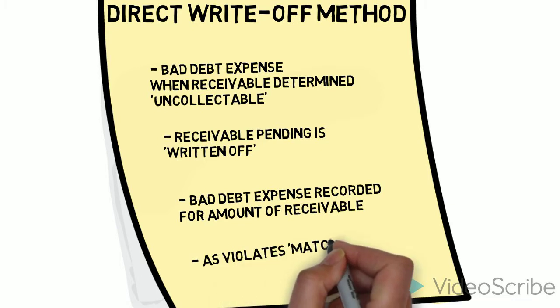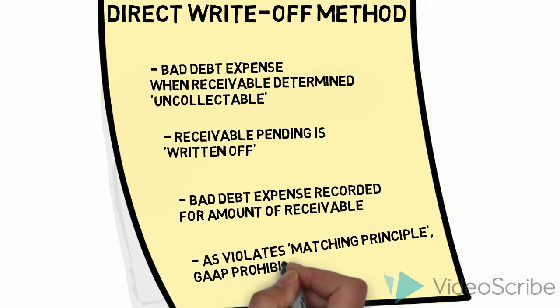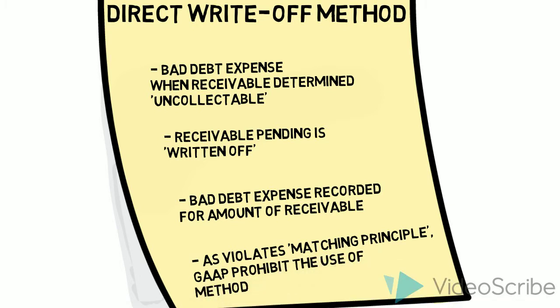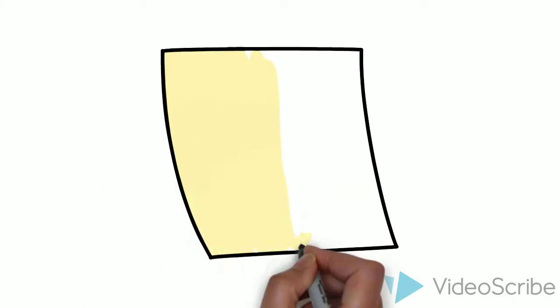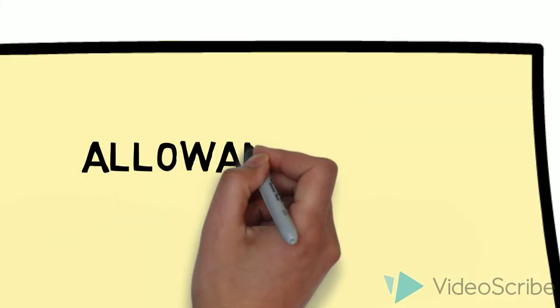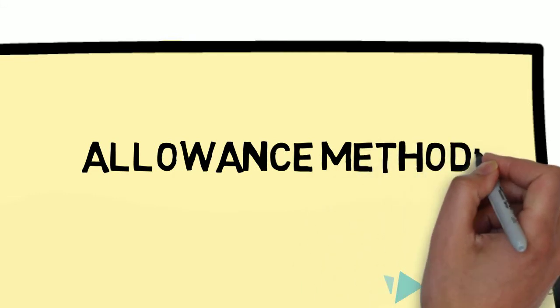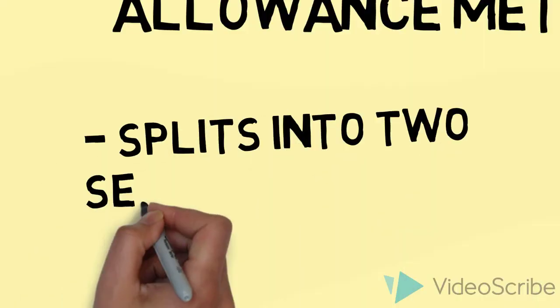As the direct write-off method violates the Generally Accepted Accounting Principle Guidelines, or GAAP, entities are generally prohibited in using this method. There is also the allowance method. The direct write-off method only accounts for the uncollectible receivable through the single entry, whereas the allowance method splits the uncollectible receivable into two separate entries.